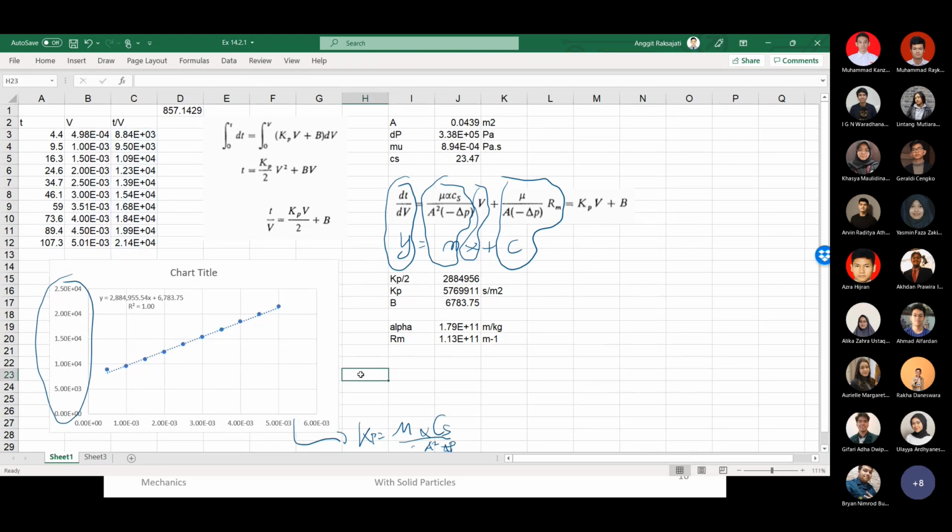Sorry, that's not the axis. That should be the gradient. My mistake. That's the gradient. The x-axis is only the v part. So that's the v. The y-axis is dt per dv.